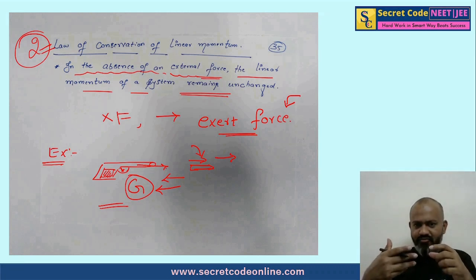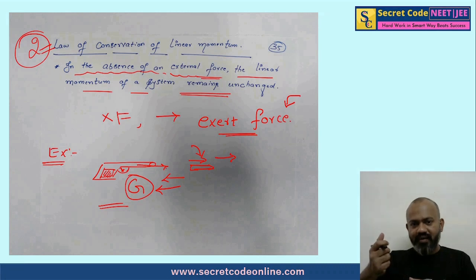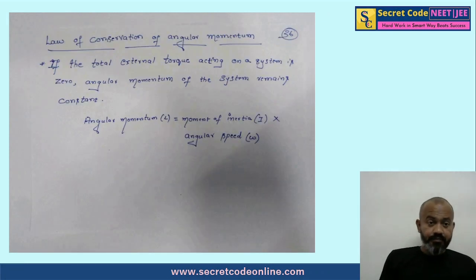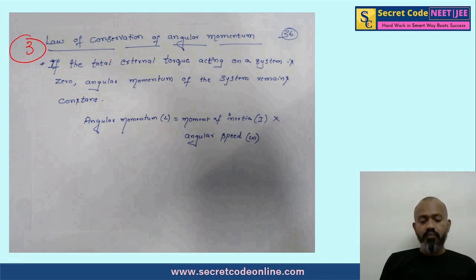With the same force, the gun will go backward. That means the law of conservation of linear momentum is conserved there. Okay, that's it, guys. Next one, that is the third one, the law of conservation of angular momentum.